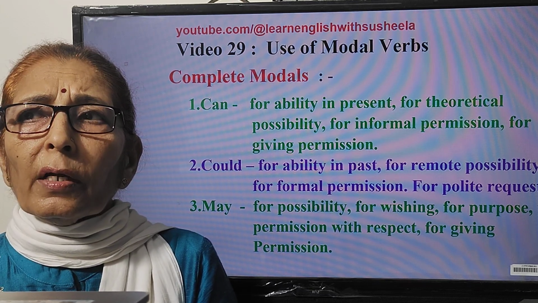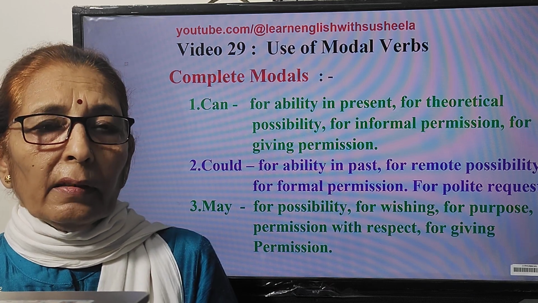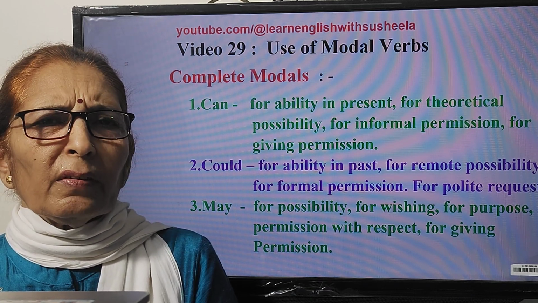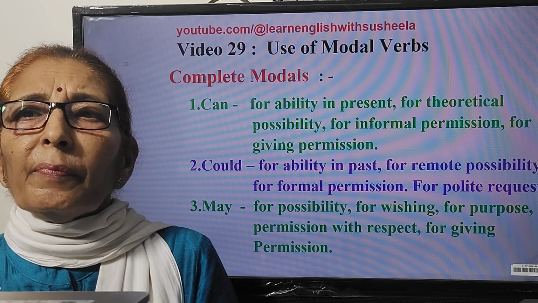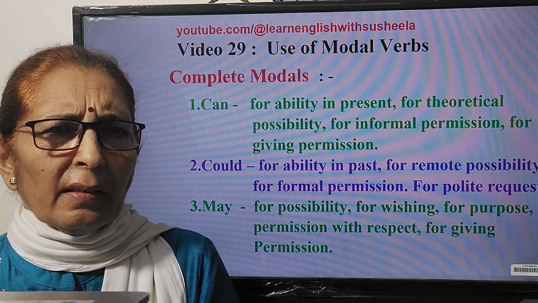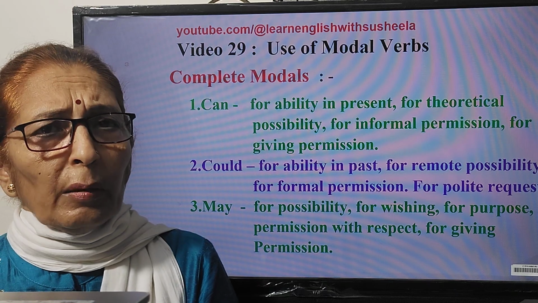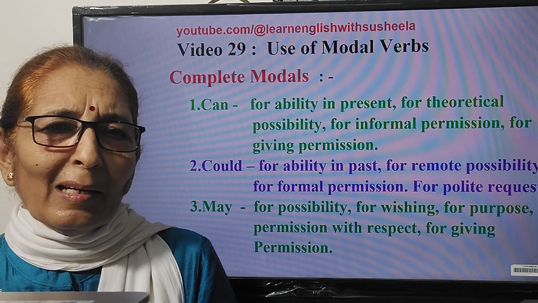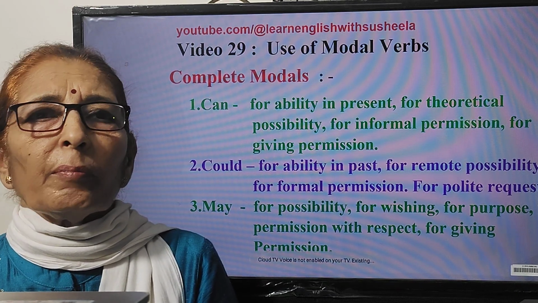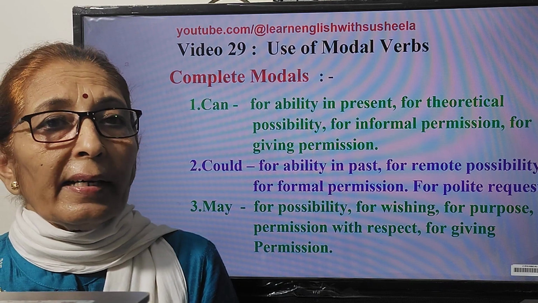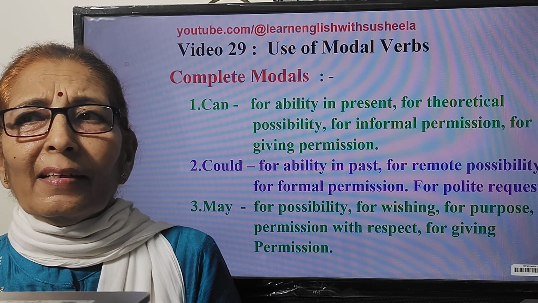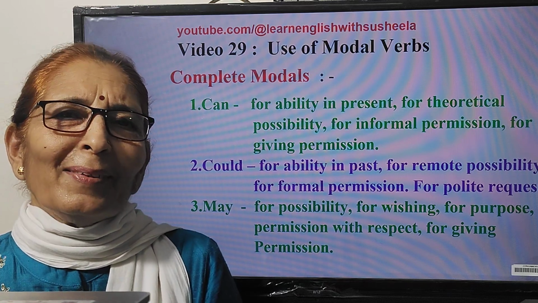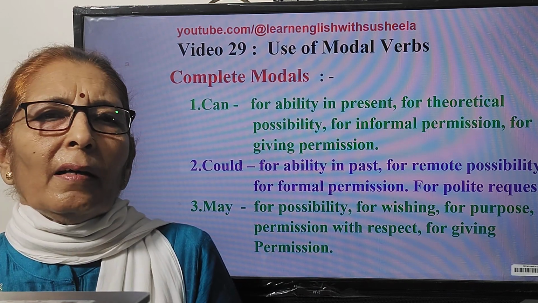Then it's used for remote possibility. Remote possibility means very less. So, for example, he could come today. It can be used for formal permission. Could you help me please? That is formal permission. Or for polite request. When you have to request very politely, then begin with could. Could you help me please?